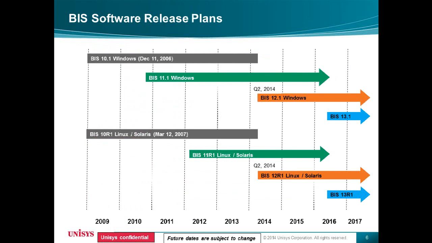Before we move on to the next section, I would just like to highlight the release plans that we have. BIS 12.1 and 12R1 is expected to be available in Q2 2014. I would also like to highlight that, unlike the previous releases, where we had BIS 11.1 for Windows in 2010 and BIS 11.1 for Linux in 2012, almost on separate years, we are happy to see 12.1 and 12R1 coming closer in this release. And of course, it's also much closer to the BIS 48R1 release.